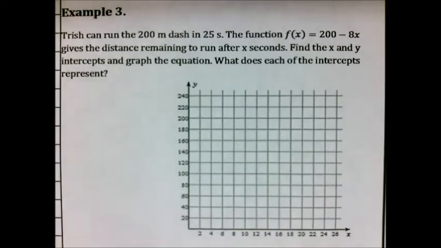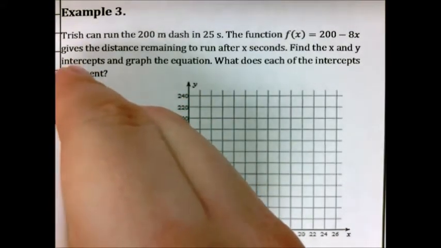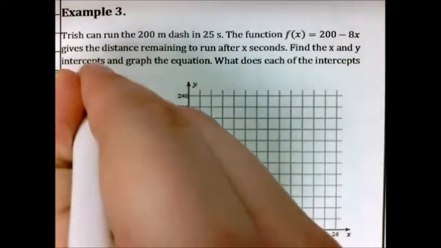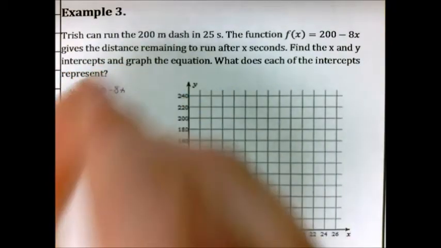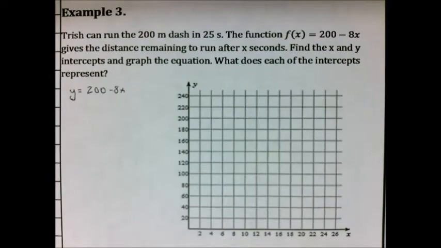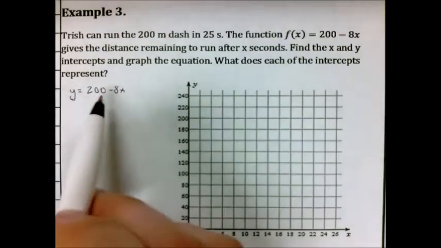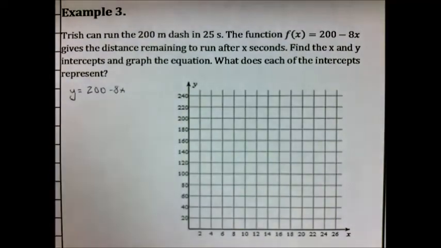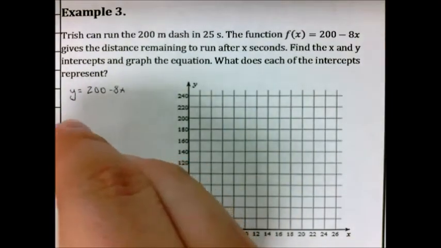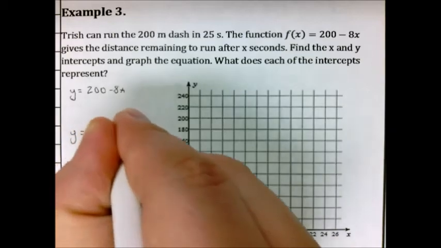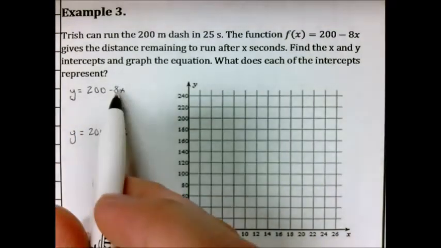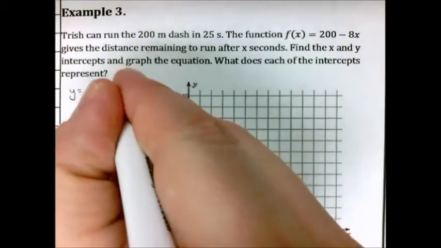Remember, if you have f of x, that's the same thing as y. So instead of writing f of x, I'm going to put y in here. Usually we like function notation, but in order to solve for the x-intercepts, let's just go ahead and use y instead. Okay, so here's my first equation. I'm going to write my second equation over just below it, y equals 200 minus 8x. And for the first one, we're going to substitute 0 in for x.